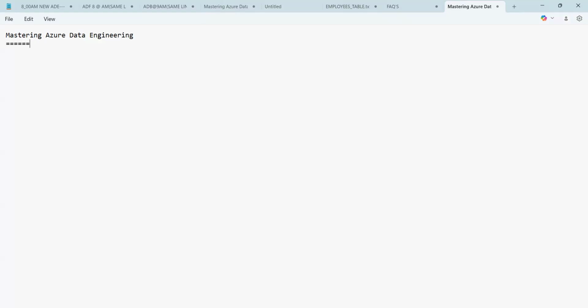So what is Azure data engineering? Okay, guys, let's try to understand this. First of all, Azure is nothing but the name used by Microsoft to market their cloud services.